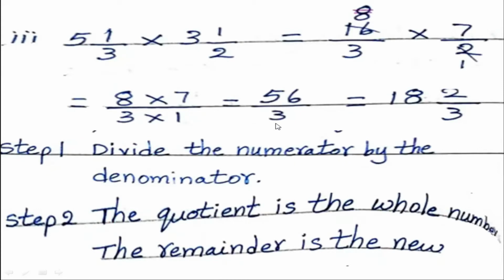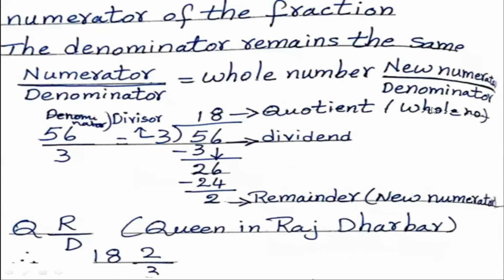Step 2, the quotient is the whole number, the remainder is the numerator of the fraction. The denominator remains the same. Quotient by denominator equal to whole number, that is remainder by denominator. For example, here how we got this 18 2 by 3. Fine. So we have to divide this 56 by 3. 56 is the dividend, 3 is the divisor.